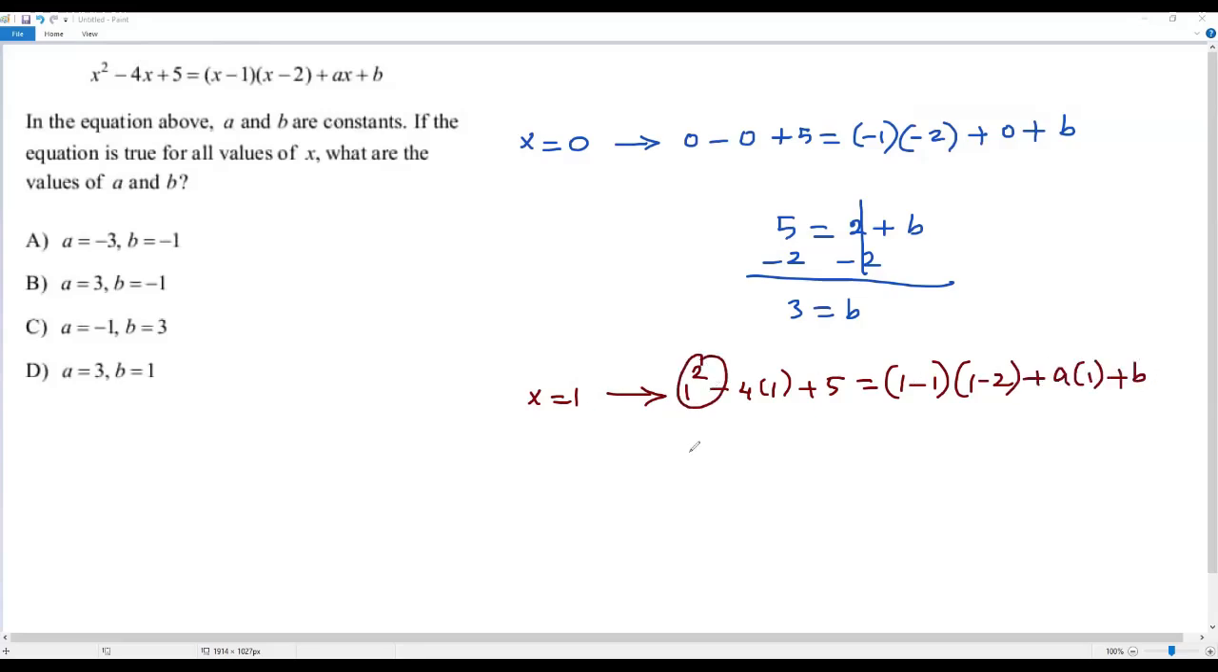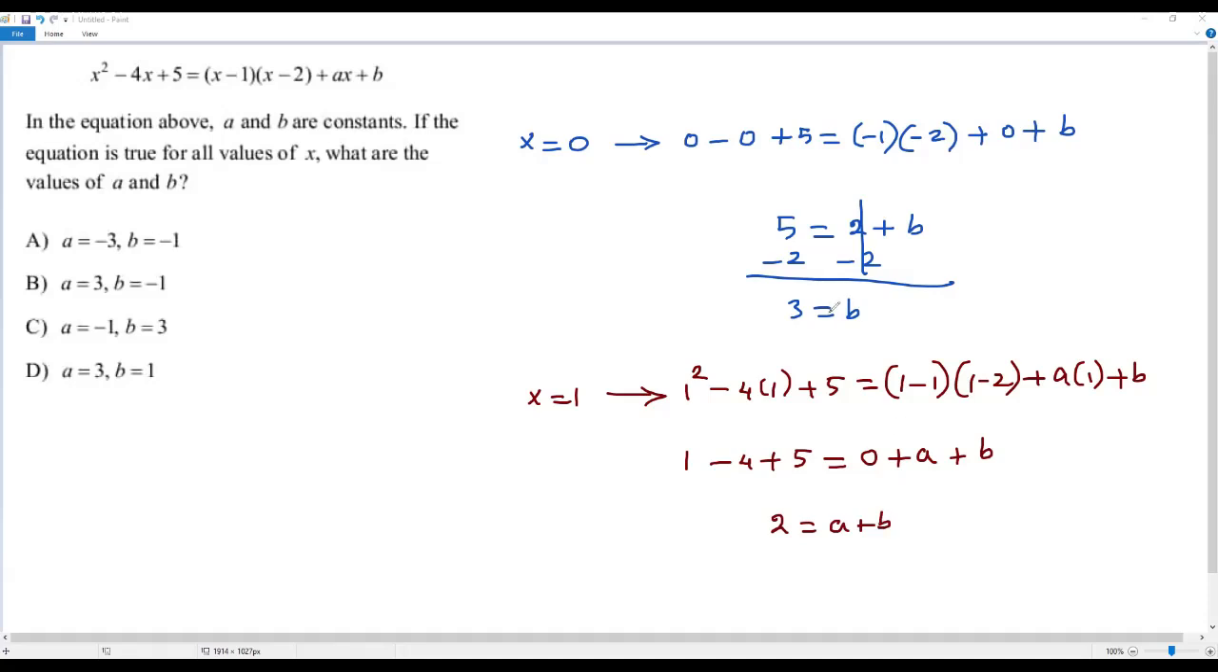Here the value of 1 squared is 1, and −4 times 1 is −4, plus 5. On the right, 1 − 1 is 0, and 0 multiplied by anything will be 0. Plus a times 1 is just a, plus b. Let's combine these three numbers on the left: 1 plus 5 gives 6, and 6 − 4 is 2. On the right side, 0 + a + b is just a + b.